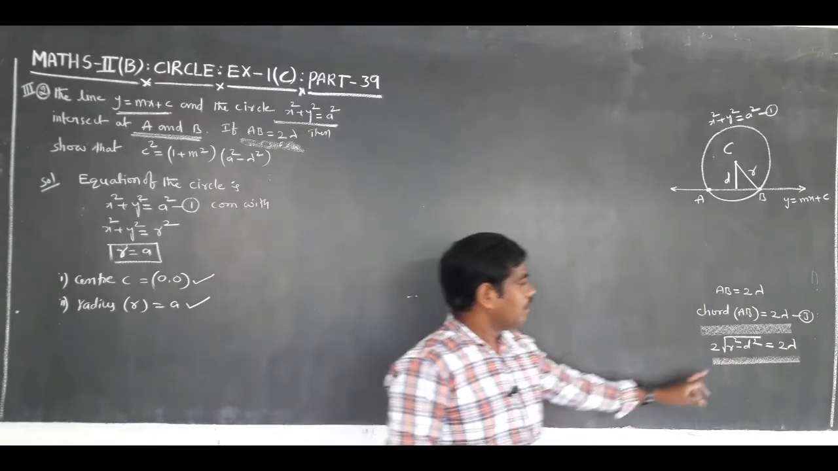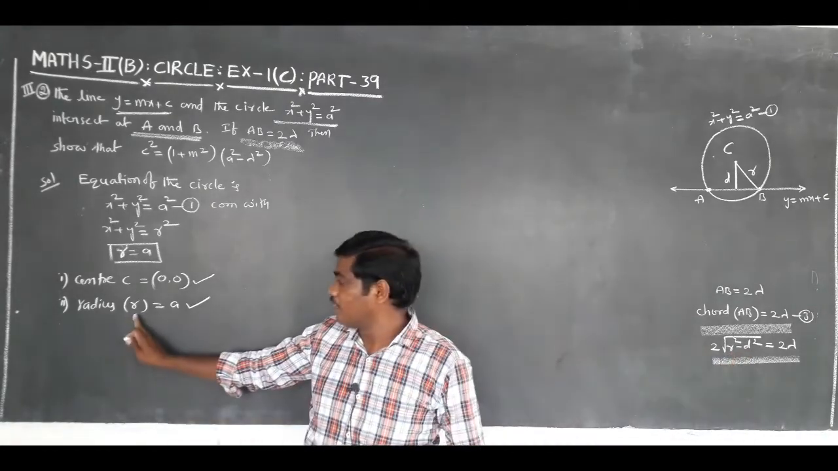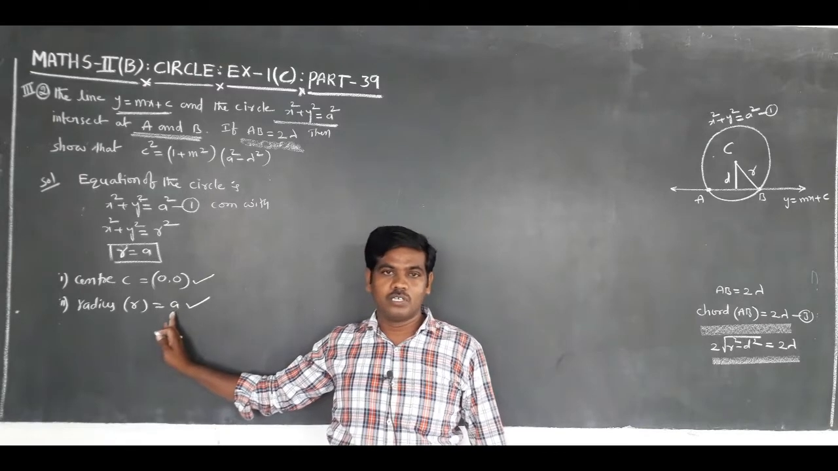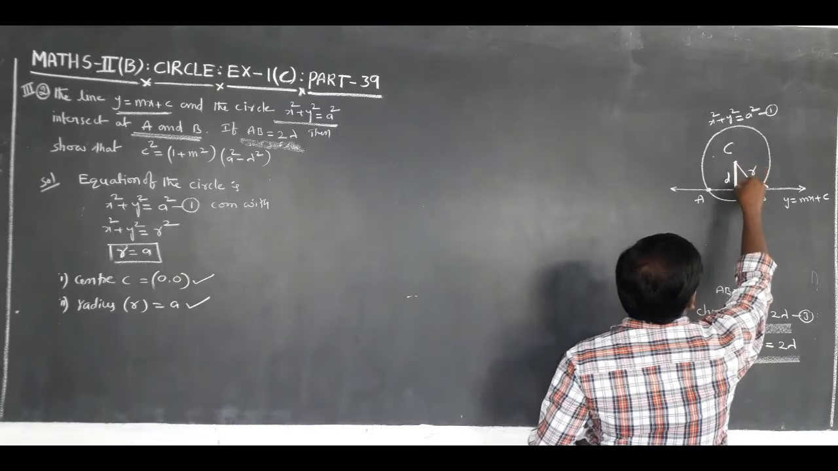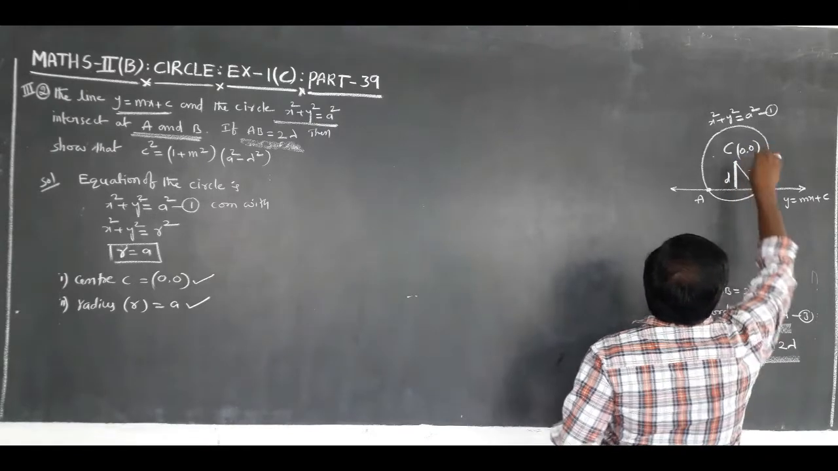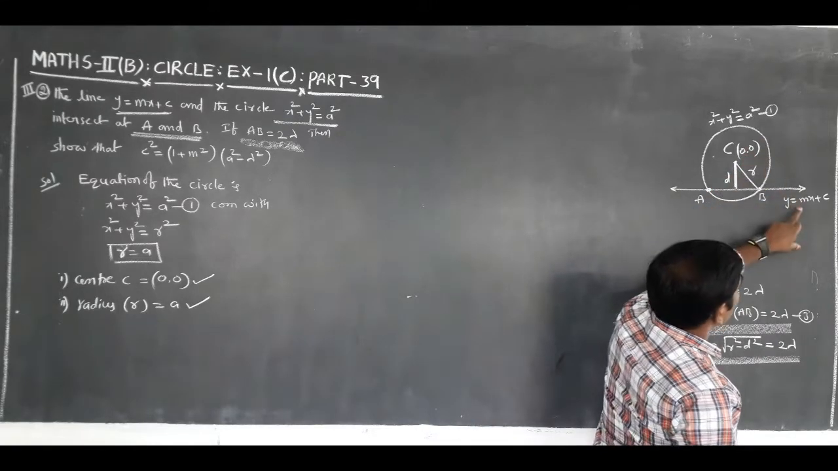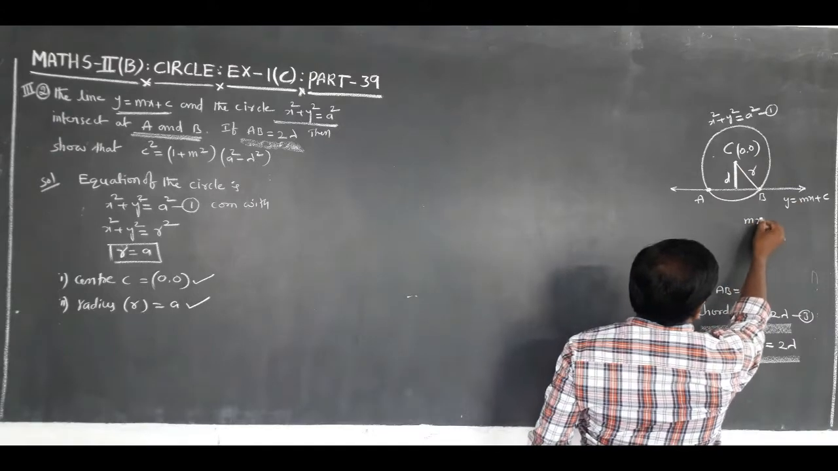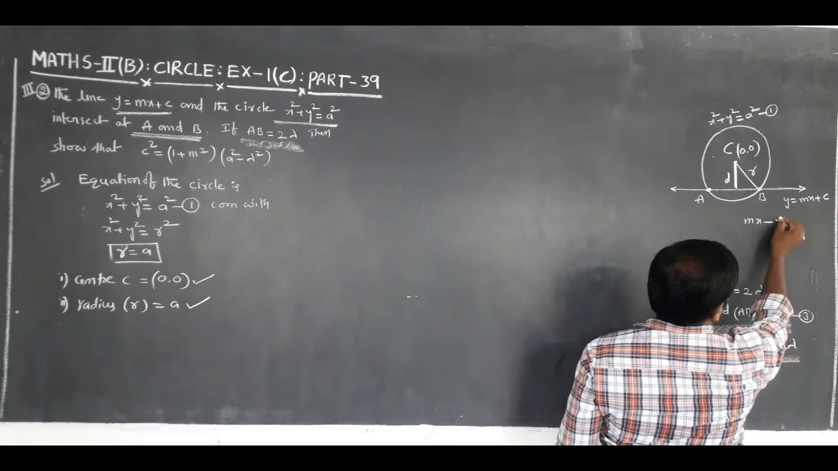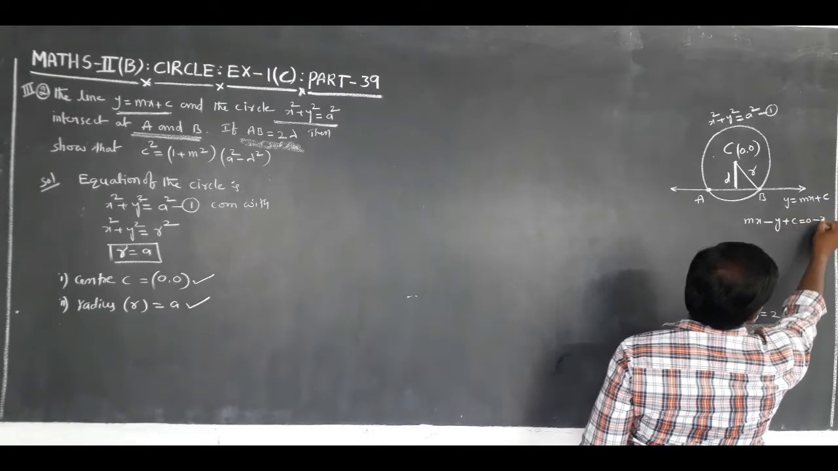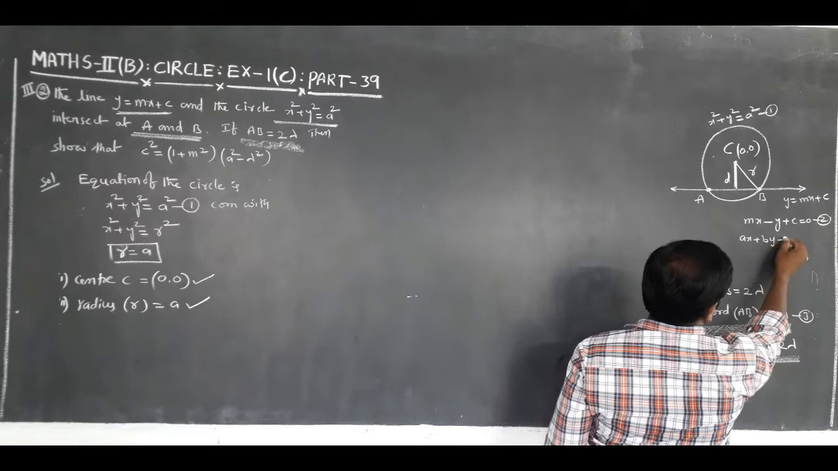Here we find r and d. Already we found r. r means the radius of the circle, which is equal to a. Again we find d. d means the perpendicular distance from the center to the line. The center of the circle is 0, 0. Equation of the straight line is y is equal to mx plus c. Taking y to the right side, mx minus y plus c is equal to 0. This is the equation of the straight line.